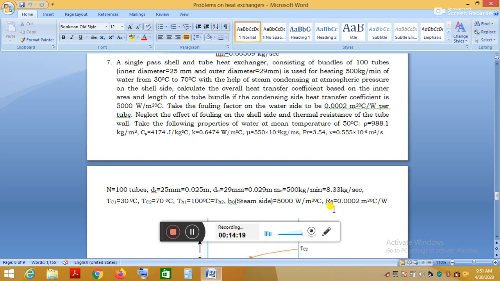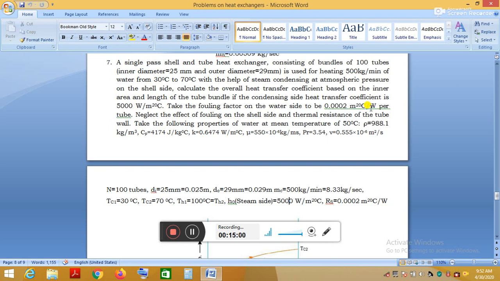5000 watt per meter square degree Celsius, and he has given: take the fouling factor on the water side to be 0.0002 meter square degree Celsius per watt. See, what happens is when the water is flowing through the tubes of the heat exchanger, the impure particles which are present in the water adhere to the inner surfaces of the tubes and form scaling on the inner surfaces of the tubes.